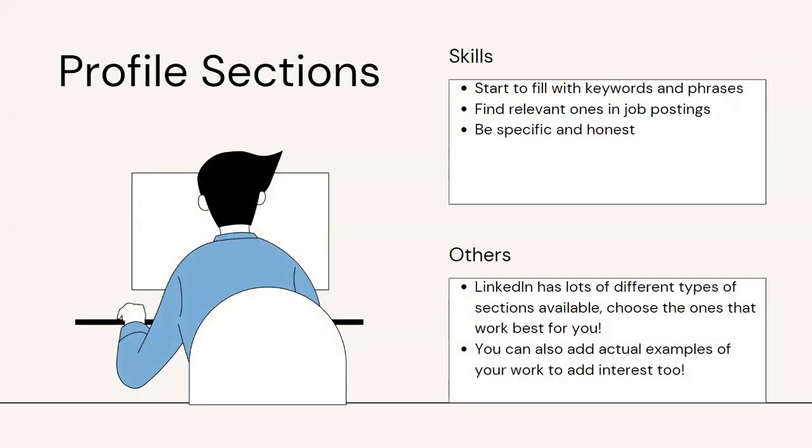Your skills section is also a really great way to start building some interest. And actually, this is one of the main ways that recruiters will use to search for you. So make sure you have that skills section filled out. You can always find relevant skills listed in job descriptions. That might be a good way to start thinking about what you're really good at. And then the other thing I really recommend is being specific and being honest.